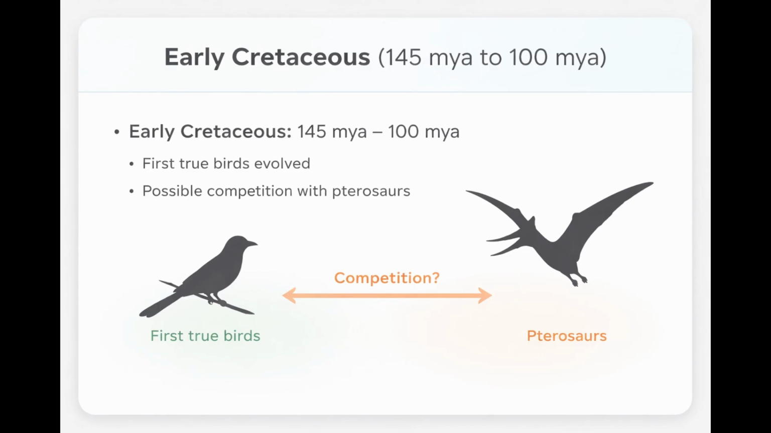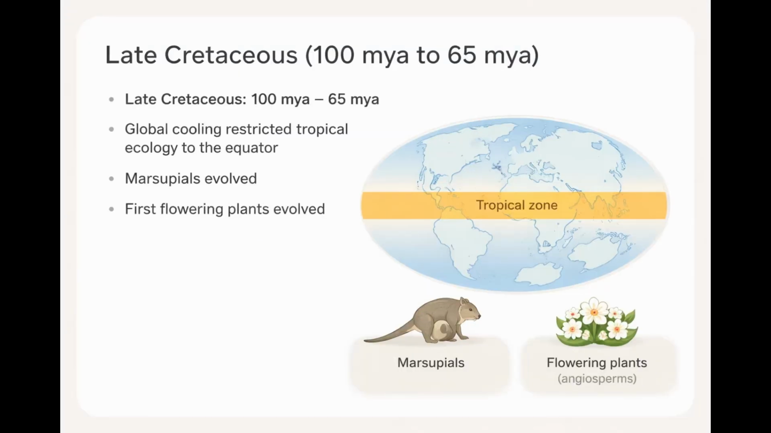When a new group appears with similar lifestyles, like flight, it can compete for food, nesting sites, and ecological space, potentially reshaping which groups thrive. In the late Cretaceous, global cooling is highlighted as a driver that restricted tropical ecology closer to the equator. Alongside these climate patterns, the material notes key evolutionary developments. Marsupials evolved, and the first flowering plants evolved. Flowering plants in particular would later transform terrestrial ecosystems by changing food webs and creating new co-evolutionary relationships with pollinators.